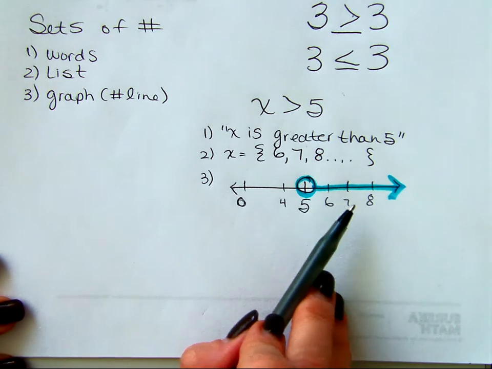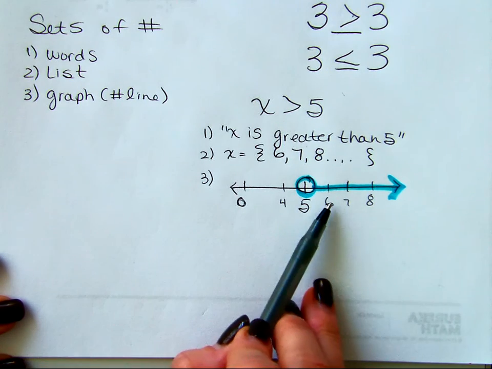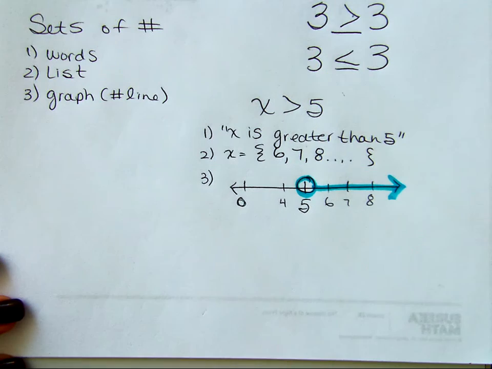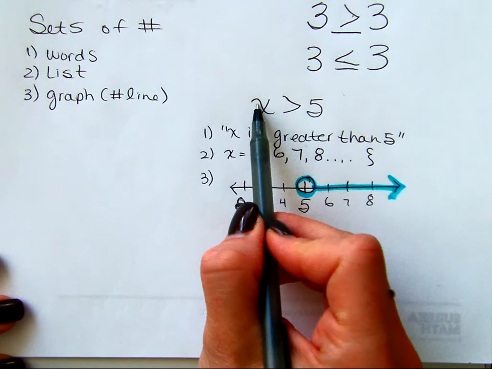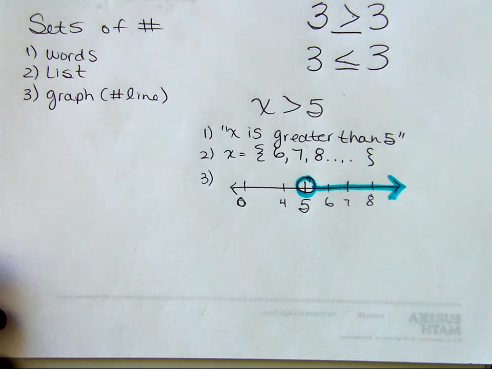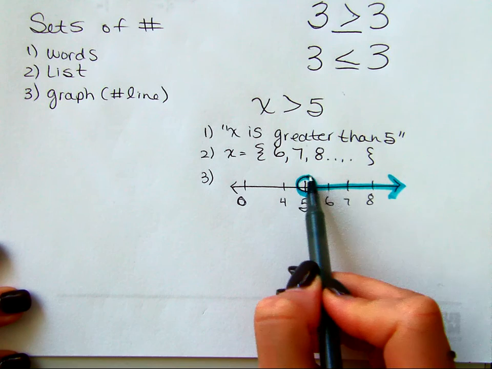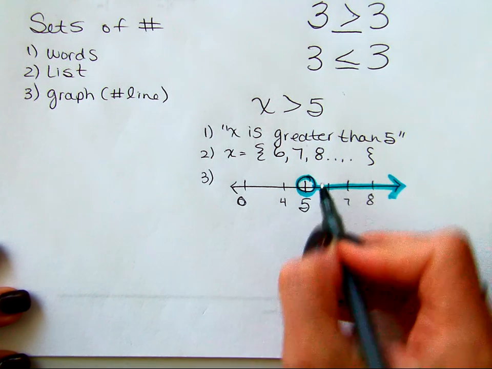Meaning, if I put 8 here, is 8 greater than 5? Yes. If I put 6 here, is 6 greater than 5? Yes. If I put 5 here, is 5 greater than 5? No. So we have to have a very special way of symbolizing how that's not a part of it. So do you see how I have that right there? And it has to start at 5, because guess what?